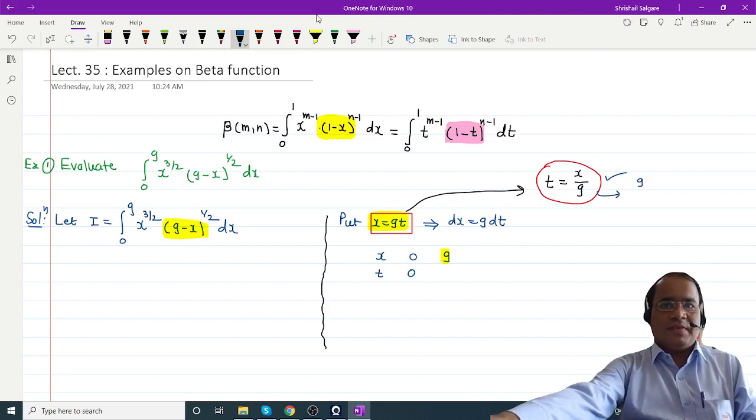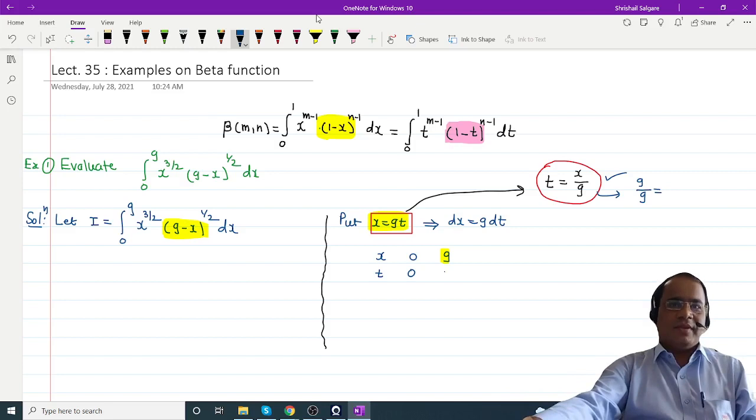This will simplify to 9 by 9. What is the answer? 1. Yes. Okay, you should be attentive. These are the basic level questions. These are the new limits. Now the new limits for t are from 0 to 1.